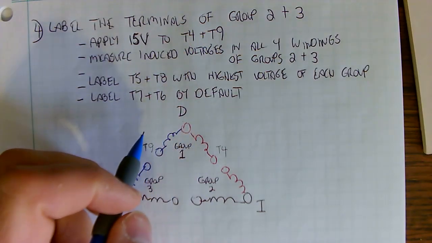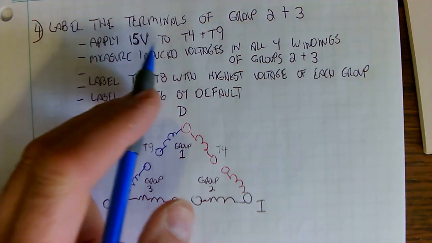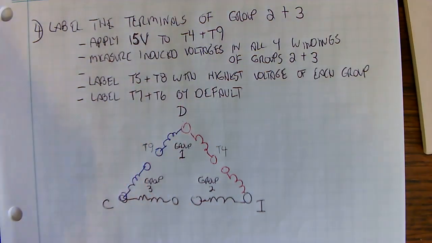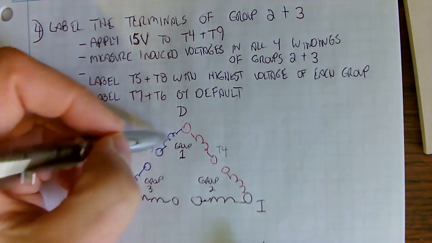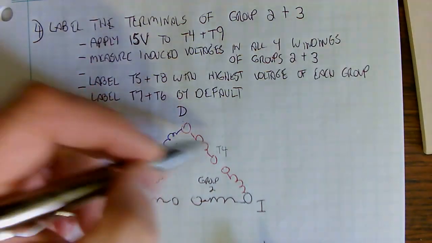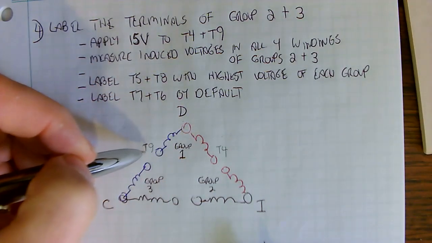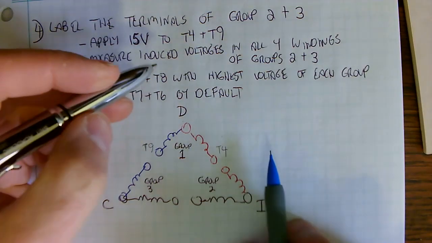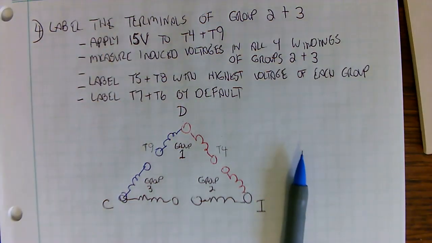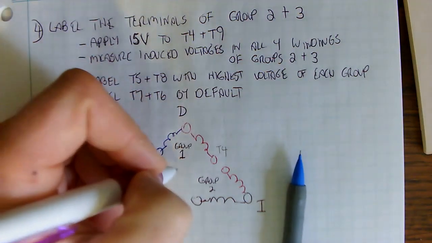with this process. So we're applying 15 volts to T4 and T9. We know how to do that would be to apply it to G and A. And again, we don't know which one is G or which one's A, but we do know that we can apply 15 volts there. So let's write that in first. So 15 volts.